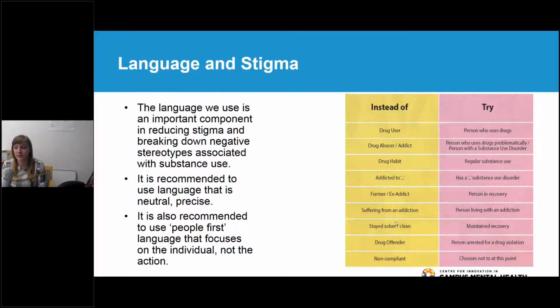So for example, instead of drug addict or abuser, there's less judgment in the term person who uses drugs or person who uses drugs problematically. And research shows that stigma is one of the largest barriers to accessing treatment for problematic substance use. So the language that we use is a really important consideration for campus service providers.